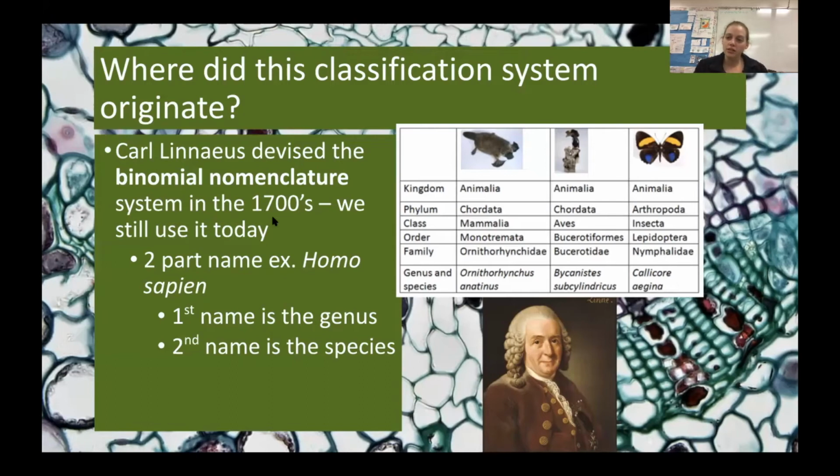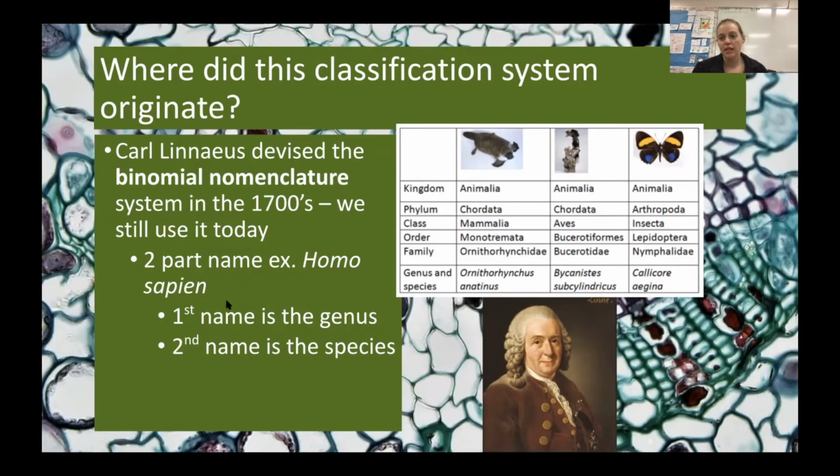Basically, this is giving every individual species a scientific name, and it has two parts. The first name is always the genus. The second name is always the species. The genus is always capitalized and the species is never capitalized. And these words are always written in italics. So that's how you identify a scientific name. Look for how it is written: a capitalized genus, a lowercase species, in italics.